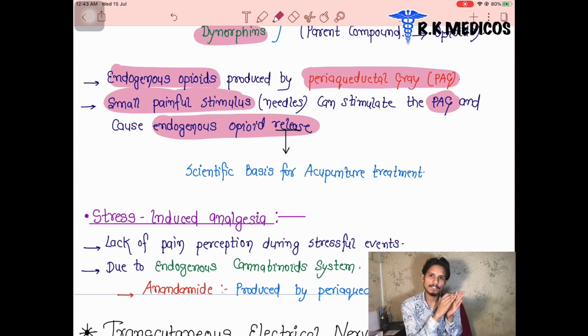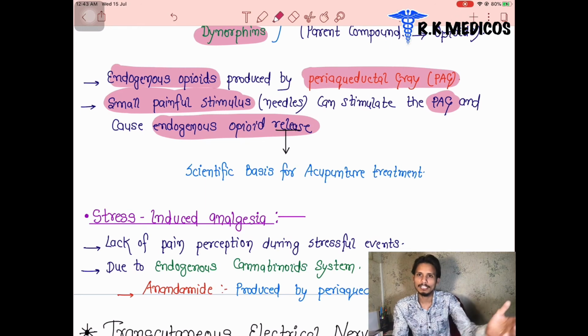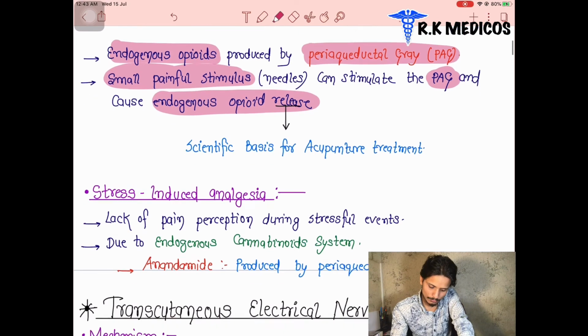So these surfaces have different regions representing the different parts of our body, and where we prick the pin, that specific region will be stimulated, and endogenous opioids will be released and go to that area. That is the thinking behind acupuncture, though I don't know much about it. It is basically about the acupuncture technique, and we don't discuss it in this medicine. It will be a different field of medicine, so we are not going to discuss it here.